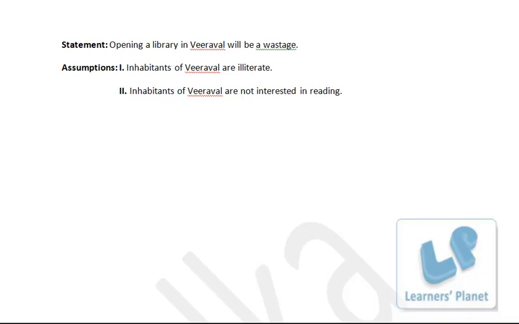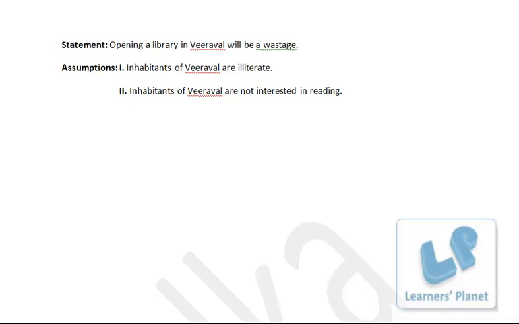Suppose in my home, if I don't have a library and my friend has a library, that really doesn't mean everybody in his family is literate and everybody in my family is not literate, right? So opening a library has nothing to do with literacy. It is about the requirement actually. I'm just showing you a possibility. If already 2-3 libraries are there, then maybe the people of Veeraval are actually not in requirement of a new library. So the first assumption is actually not valid. It cannot be implied from the statement, right?